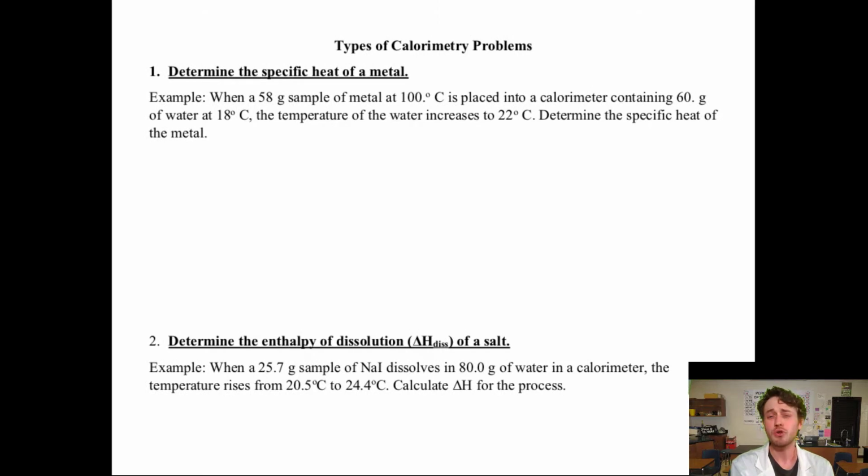All right, so I'm going to go through 3 types of problems. That does not mean that there are only 3 types of calorimetry problems, but that is all that I'm going to hit in this video today. The first type is to determine the specific heat of a metal.